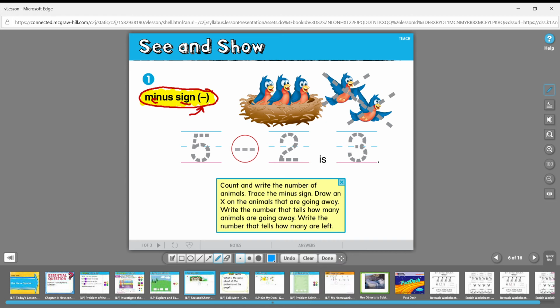Okay, so first thing it says is count and write the number of animals. So we're going to count the birds. I see 1, 2, 3, 4, 5 birds. So I'm going to write the 5 here, down, around, and give it a hat. I'm tracing over that one. Then trace the minus sign straight across. Draw an X on the animals that are going away. Looks like this one's flying away and this one's flying away. How many are going away? 1, 2. Write the number that tells how many animals are going away. 2. Write the number that tells how many are left.